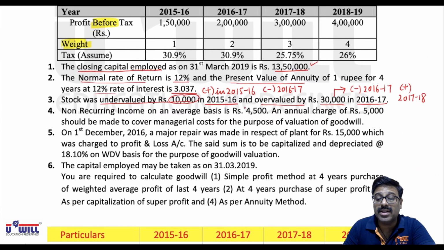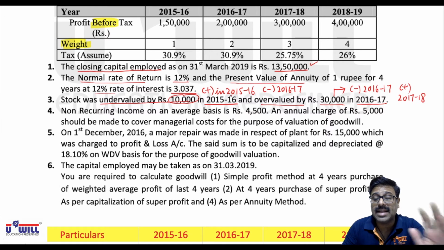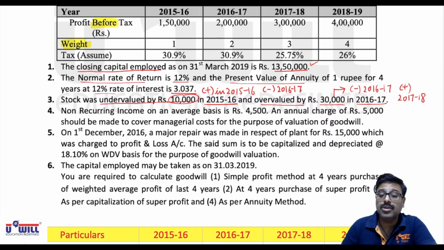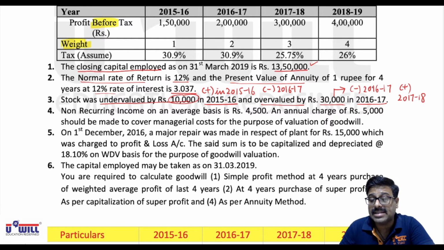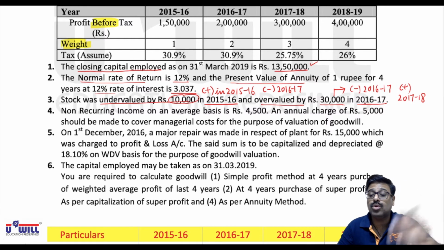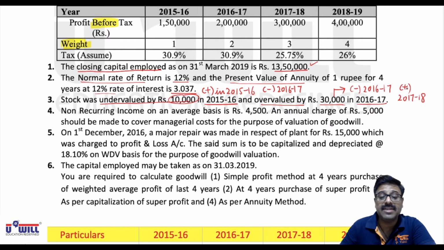Overvalued means if undervalued you are adding in 15 to 16 and that becomes opening stock of next year, you minus in 16 to 17. Then overvalued means you'll minus in that year 16 to 17 and that becomes opening stock of next year, so you'll plus in 17 to 18.